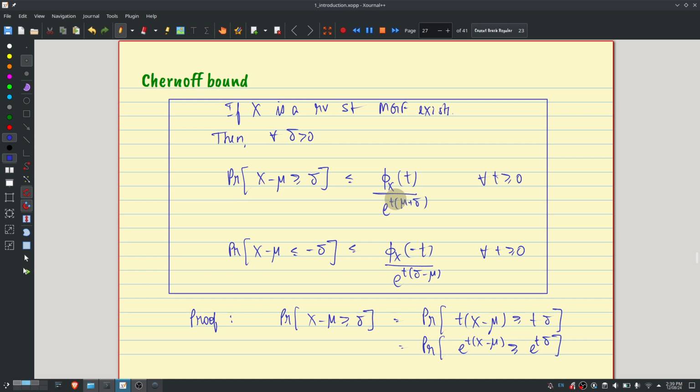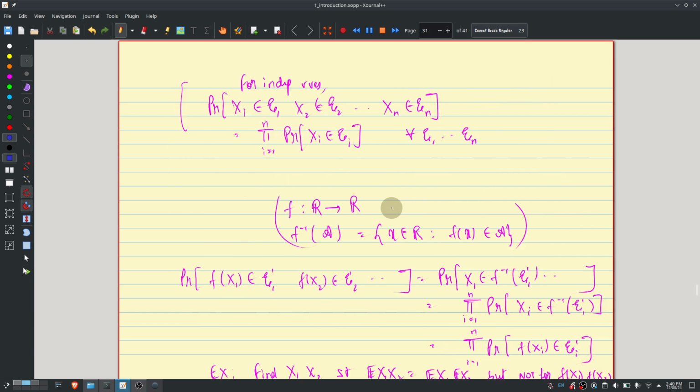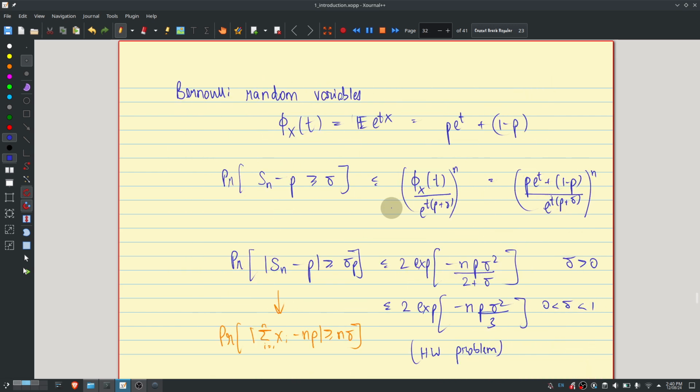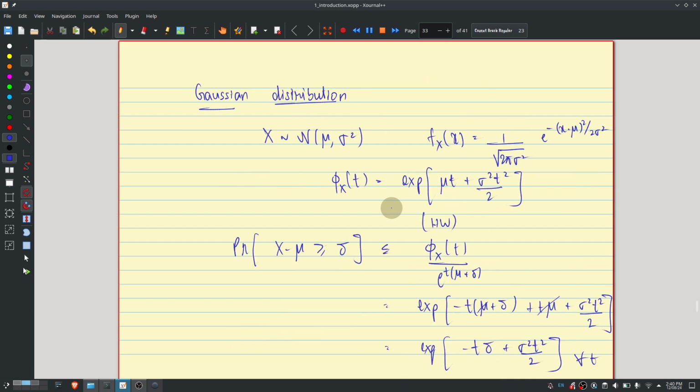Now at times it's possible to minimize the right hand side exactly, sometimes it's not. So in that case, even if we can evaluate this at one particular t, it still gives us a valid bound, right? And that is what we will do for most random variables. Now we saw a couple of examples in the last class, particularly Bernoulli random variables and Gaussian random variables.